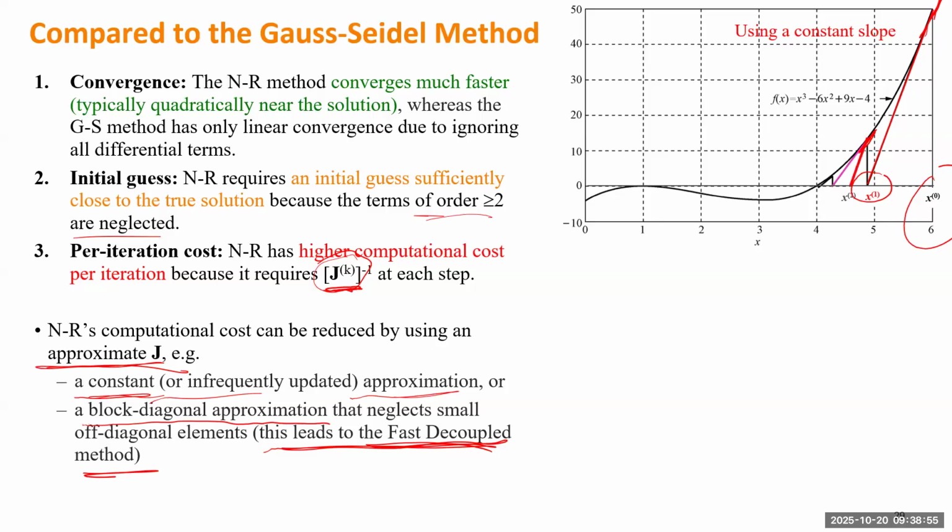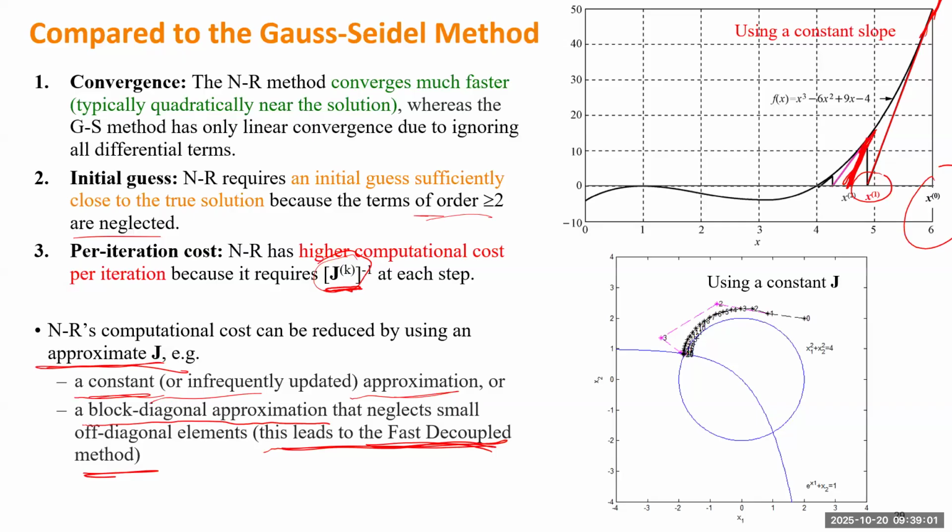Instead of drawing the pink line, we draw the red line using exactly the same slope. So just increase iteration. Eventually, it still converges to the true solution, right? So you take more iteration. If you realize this idea in this two-dimensional system, we start from the initial guess, the first Jacobian will be calculated pointing to this direction.